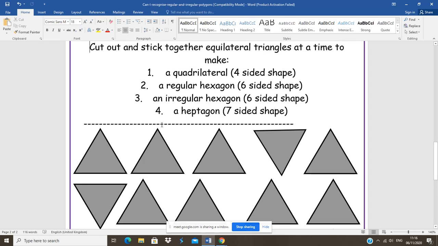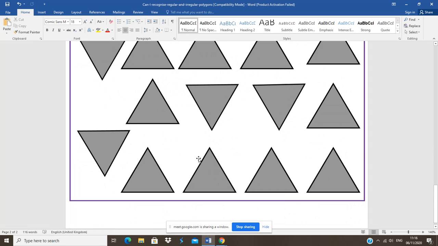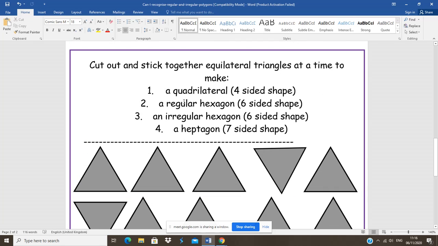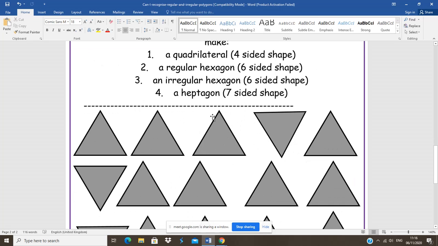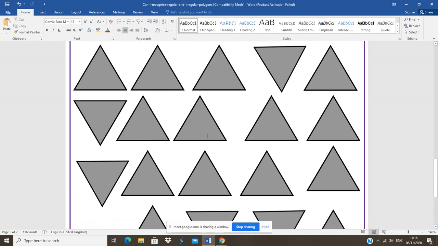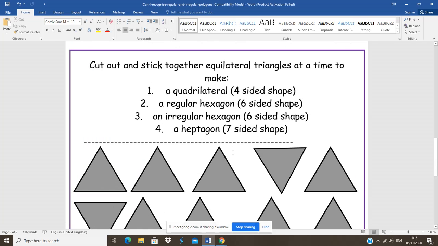And I want you to form the shape of a quadrilateral with those triangles, okay? I will provide you more examples through WhatsApp as well, so you will more or less have an idea, all right? Using these triangles, I want you to form a quadrilateral with four sides, a regular hexagon with six sides, an irregular hexagon, a heptagon, and so on, okay? So this is the activity I want you guys to do.